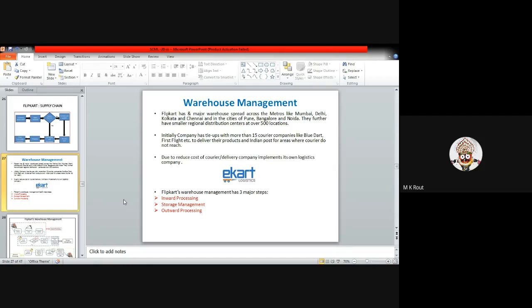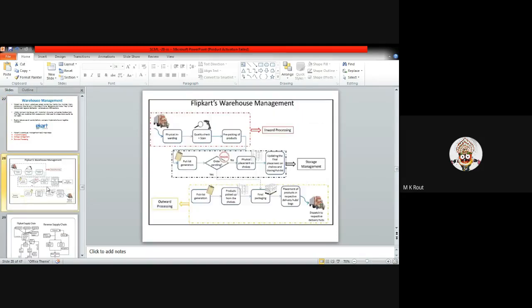So with specific reference to warehouse management, three major steps should be adopted. The first one is inward processing, the second one is store management, and the third one is outward processing. So how is Flipkart warehouse management implemented through these three major components? I'll show you the particular figures.